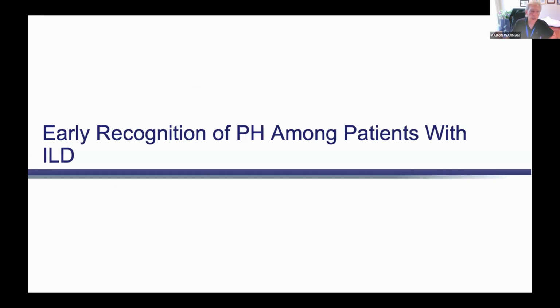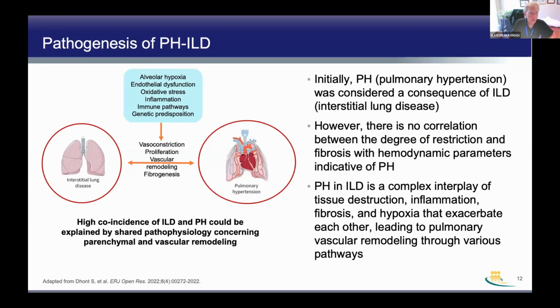So let's talk about early recognition of pulmonary hypertension among those patients with interstitial lung disease. Well, first, thinking about the pathogenesis, there's a lot of overlap between both the pathogenesis of the lung disease and the pathogenesis of pulmonary vascular disease, both in ILD as well as in our other WSPH groups. Generally, we're thinking about the role of alveolar hypoxia, endothelial dysfunction, oxidative stress, inflammation, activation of immune pathways, and genetic predisposition, and a spectrum of severity of all of those things driving pulmonary vascular remodeling.